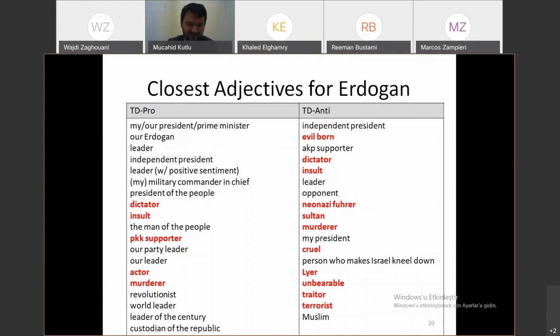The word insult you see here, we didn't want to translate it to English, so we just put a fixed term for that. And you see neo-Nazi Führer, sultan, murderer, cruel, liar, traitor, terrorist, and so on. So there's a huge contrast here, as you can see.